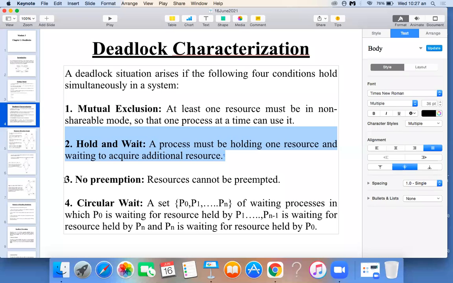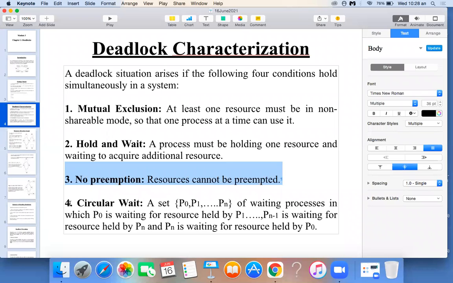The third one is no preemption. No preemption means you are not forcefully removing the resources from the process. The process has to voluntarily release the resource. Until the process releases the resource, the other process is not going to get this resource. It has to keep on waiting until this program releases it, which in turn results in what? Deadlock occurrence. That is what no preemption indicates.